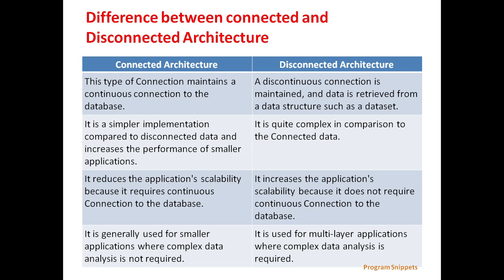Connected architecture reduces the application scalability because it requires a continuous connection to the database. Disconnected architecture increases the application scalability because it does not require a continuous connection to the database. Connected architecture is generally used for smaller applications where complex data analysis is not required, and disconnected architecture is used for multi-layer applications where complex data analysis is required.